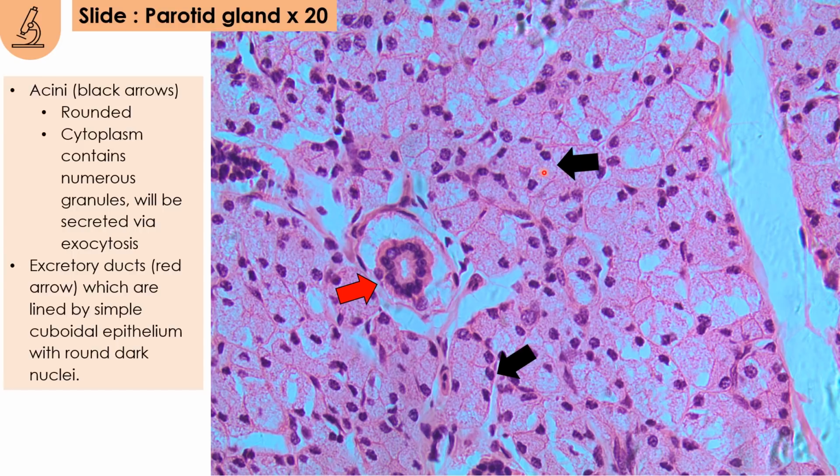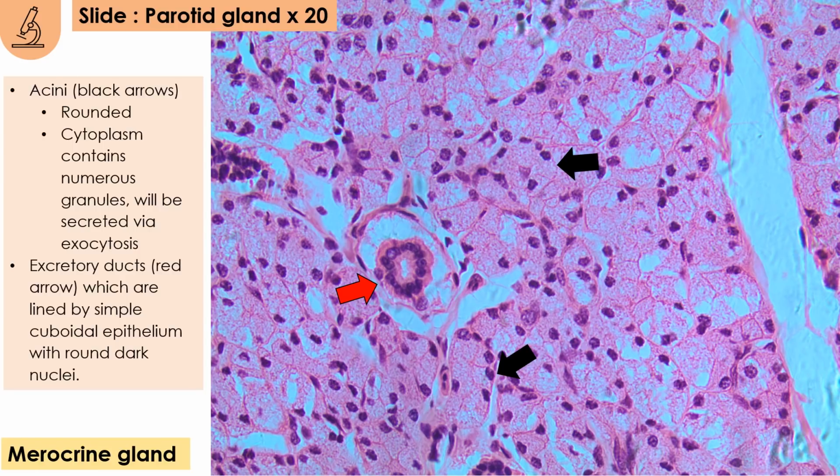If you look at the cells, within the cytoplasm you can appreciate a lot of granules, paler in color. Because these cells are secretory cells, they have a lot of these granules. These granules will be excreted to the duct via exocytosis. So which type of gland is this? This is the merocrine gland, excreted via exocytosis.